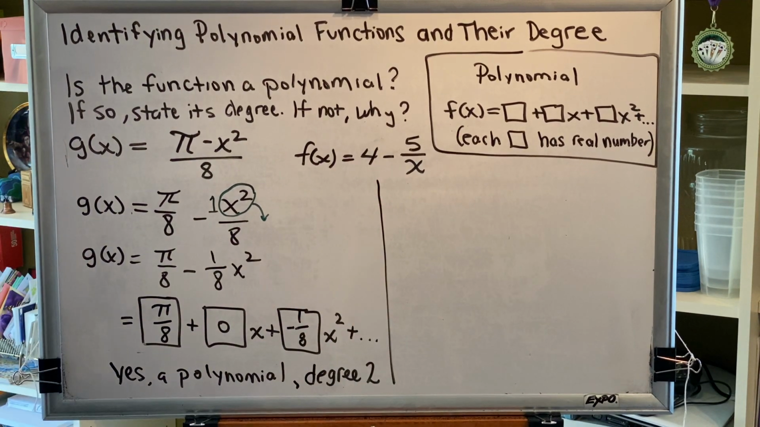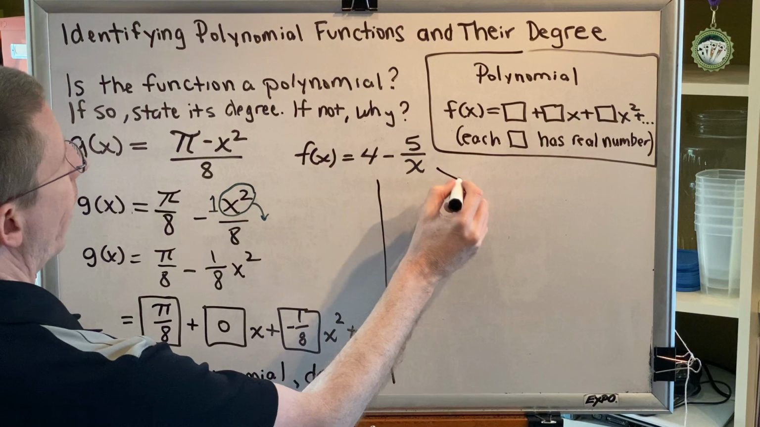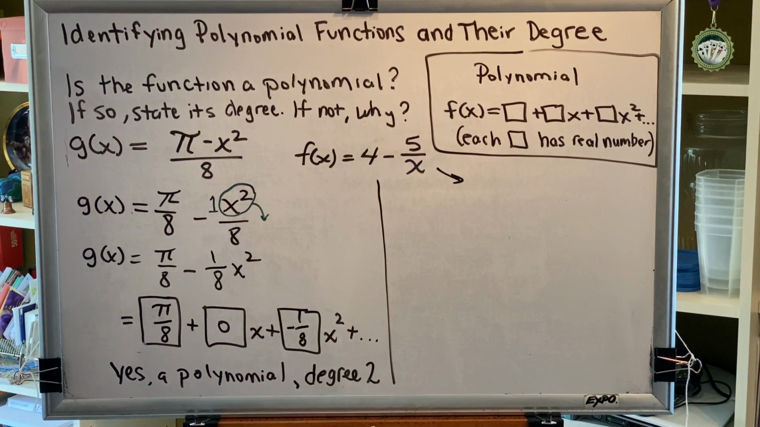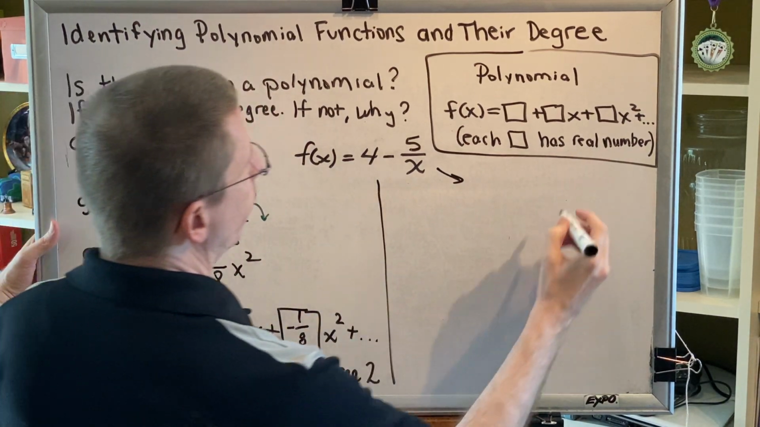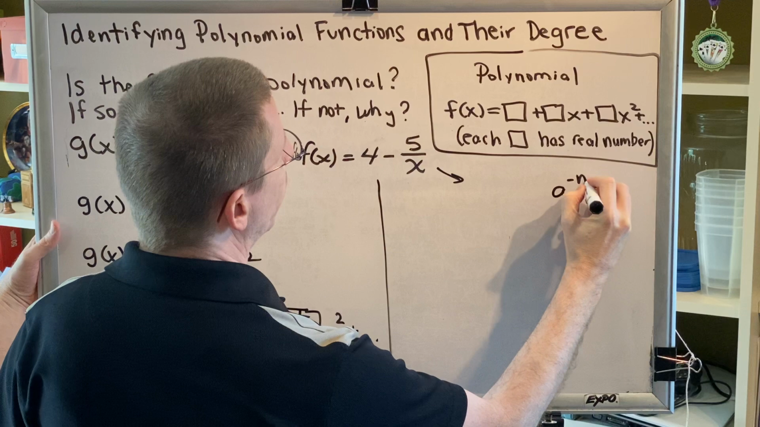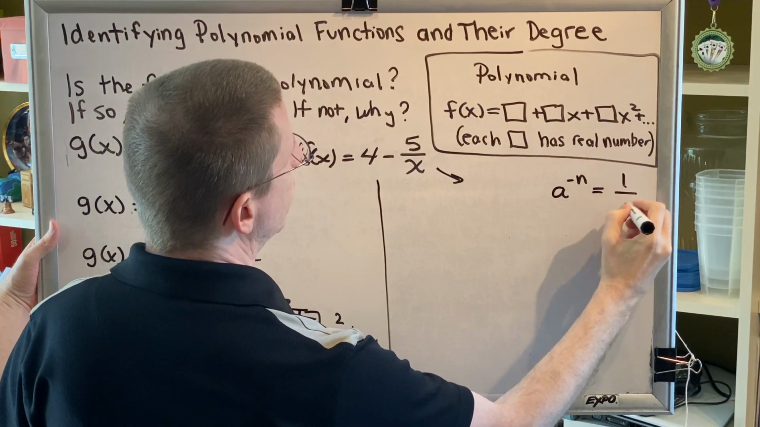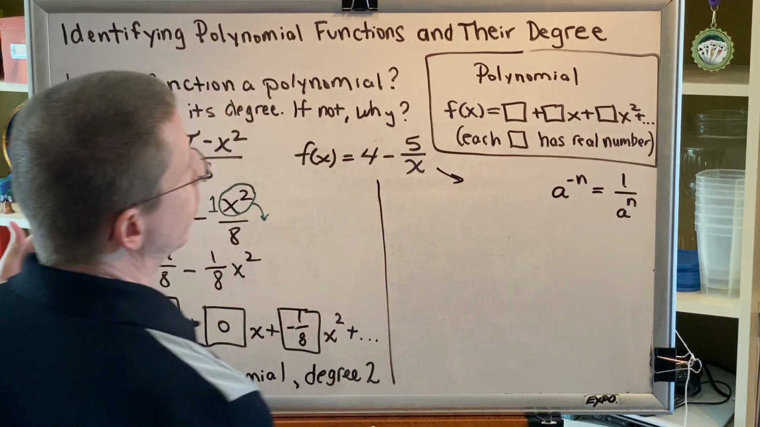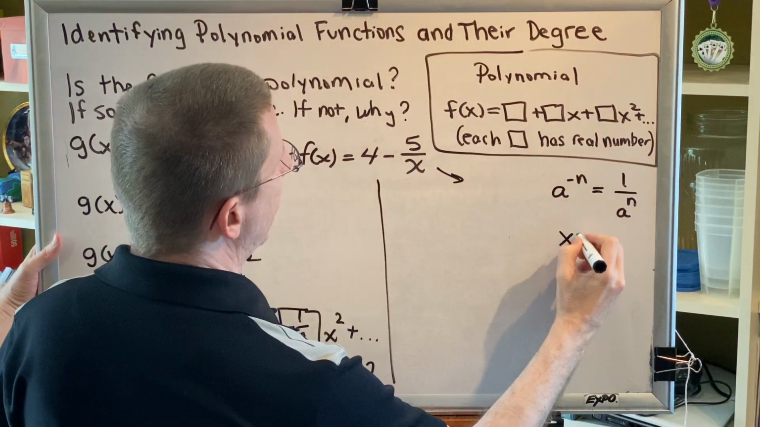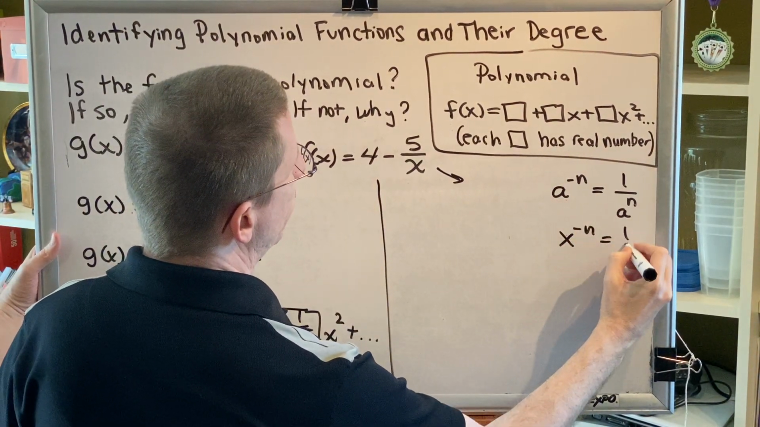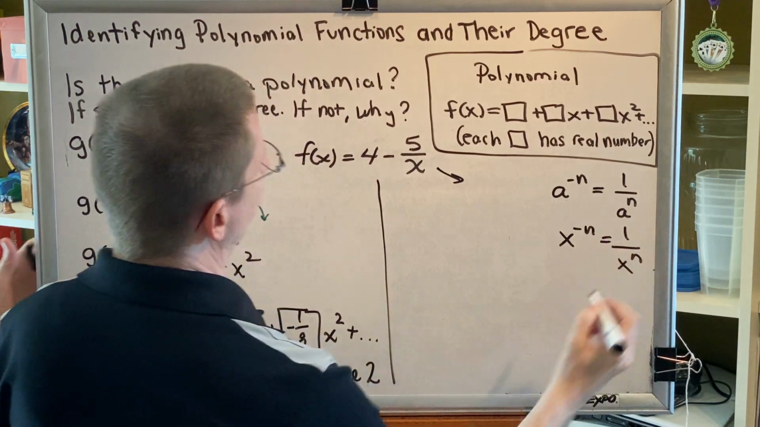Okay, let's go ahead now and move on to our next function. F of x equals 4 minus 5 over x. We're going to use a property from intermediate algebra here. We need to make sure that x is no longer part of a fraction. In intermediate algebra, we learned that a to the negative n is the same as 1 over a to the positive n. Now, these letters are arbitrary. I could just as easily write it as x to the negative n is the same thing as 1 over x to the positive n.